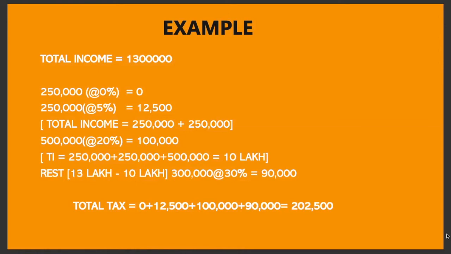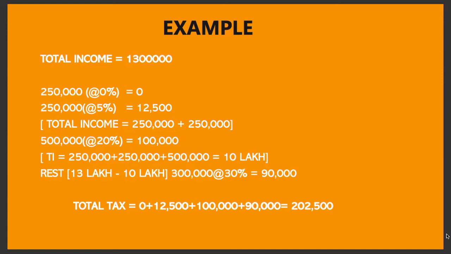12,500. Now the next 5 lakh of your income is to be taxed at the rate of 20%, right? So which comes to 1 lakh. Now our total income was 13 lakhs and we have already paid tax on 2,50,000, again 2,50,000 and 5 lakhs, which comes up to 10 lakhs. So the rest income which is left is 3 lakhs.